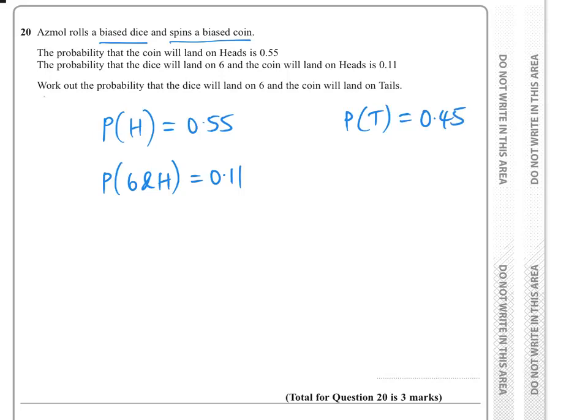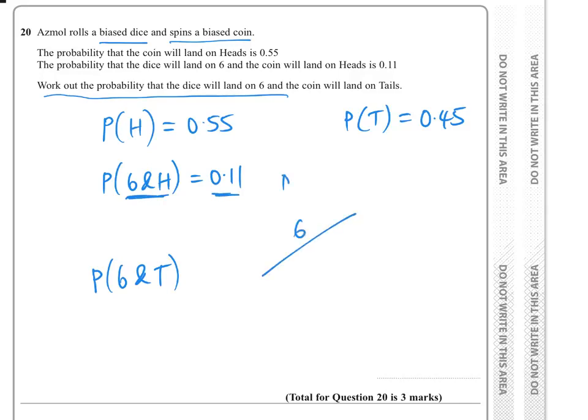And we've got to work out the probability that the dice will land on 6 and the coin will land on tails. Well, if we had to work out this probability here, we'd have to multiply two things together, wouldn't we? We'd have the probability of getting a 6 on the dice, followed by the probability of heads, which luckily we already have from here. And we know the answer is going to be 0.11.